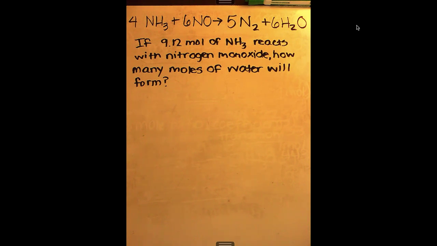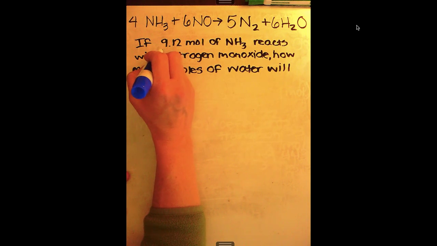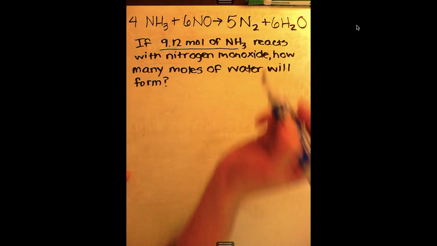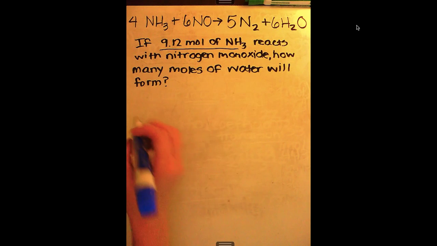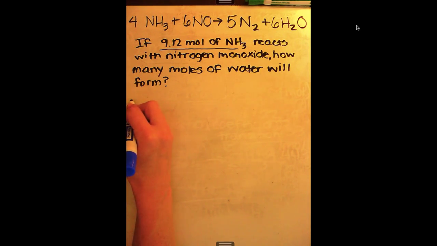If 9.12 moles of ammonia, NH3, reacts with nitrogen monoxide, how many moles of water will form? So once you've read the problem, step back and look what information is given to me. And again, what information is given, think numerically. What values do they give us? So hopefully you're seeing that right there is what is given. And in our rules, I asked you to start by writing down what information was given.